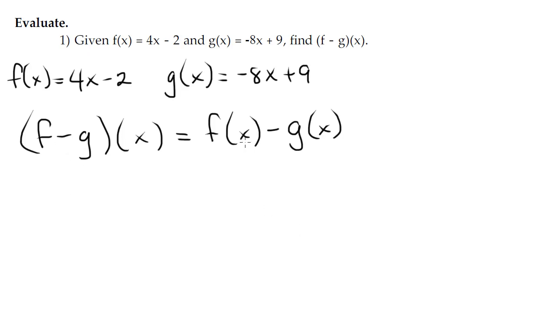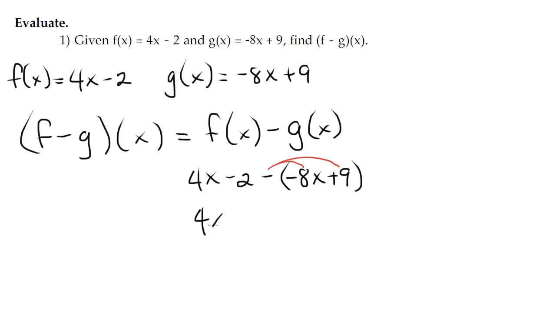If this was f plus g of x, I would do the same thing, f of x plus g of x. If it was f times g of x, f of x times g of x. So this literally shows us what we're doing, right? I'm taking the f function, 4x minus 2, and from that, I'm subtracting the g function, negative 8x plus 9. You may or may not realize it, but these parentheses are really important, especially when I'm subtracting. I want to make sure I'm subtracting this entire expression, so I'm subtracting both terms. That subtraction has to be distributed through the parentheses.